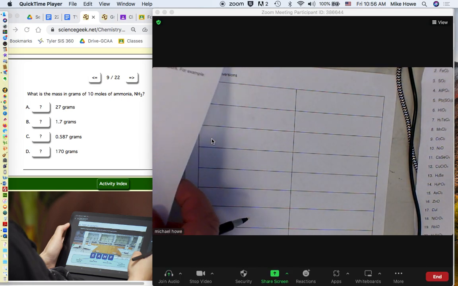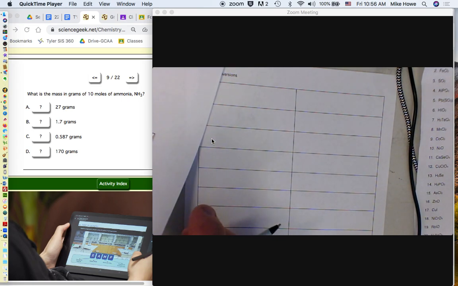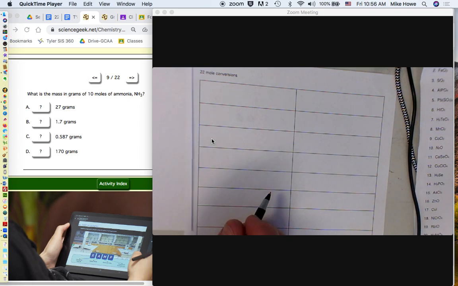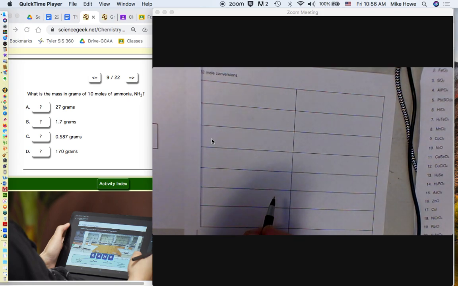This is a little video to help you understand how to do mole conversions. I'm going to do about 5 or so of the 22. So given these 5, plus the ones that I did in class, you should have a pretty good start. So we'll start with this, number 9.